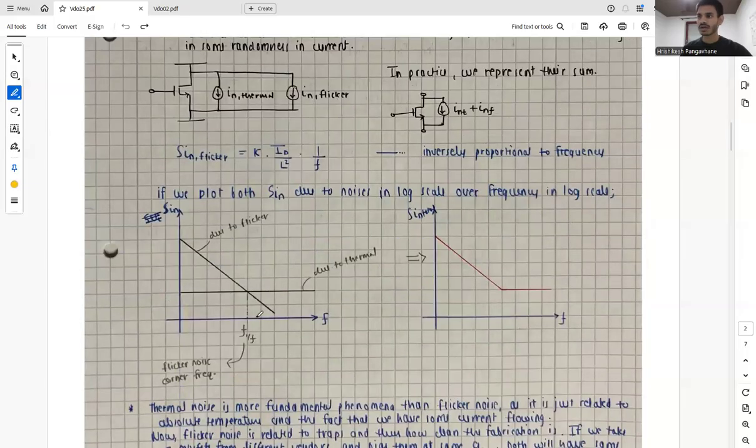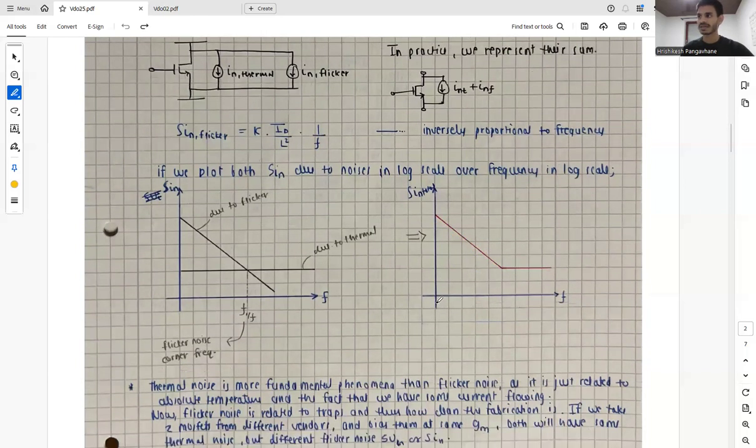And the point where these two are equal is called f1 by f, and it is known as the flicker noise corner frequency. Depending on that, our curve of noise in a MOSFET looks like this over frequency.